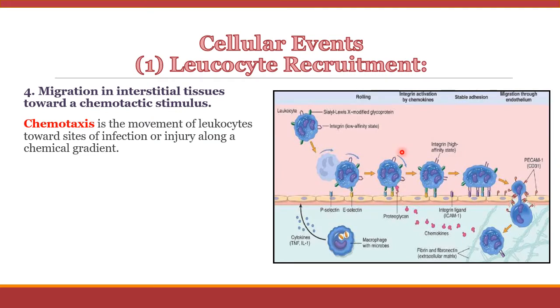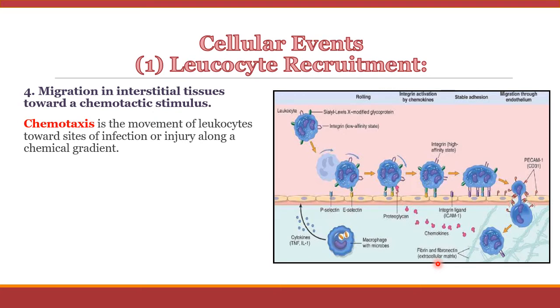The fourth and last step in leukocyte recruitment is the migration of the leukocytes in the interstitial tissues towards the chemical mediators. How is this going to happen? We agreed that the first tissues or cells that meet the injurious agent, like the infectious agent or the injury, are going to secrete a huge amount of chemical mediators. Those chemical substances are attractive for the neutrophil.